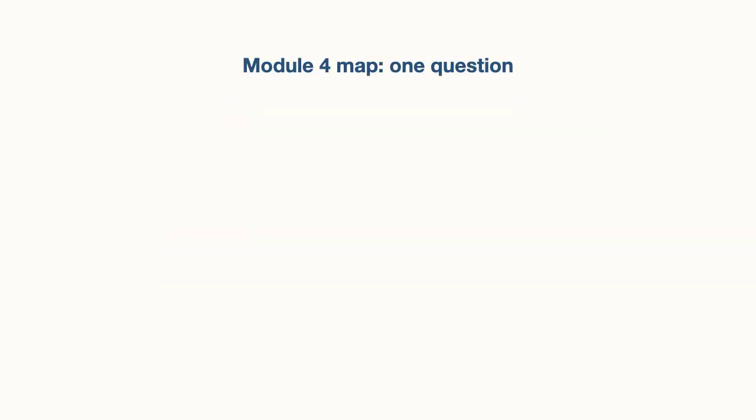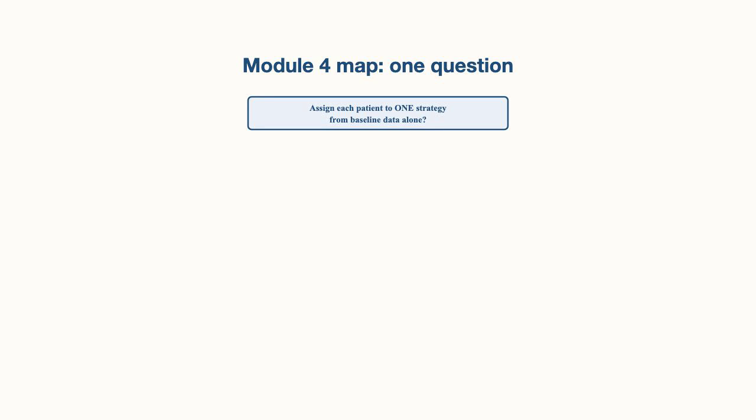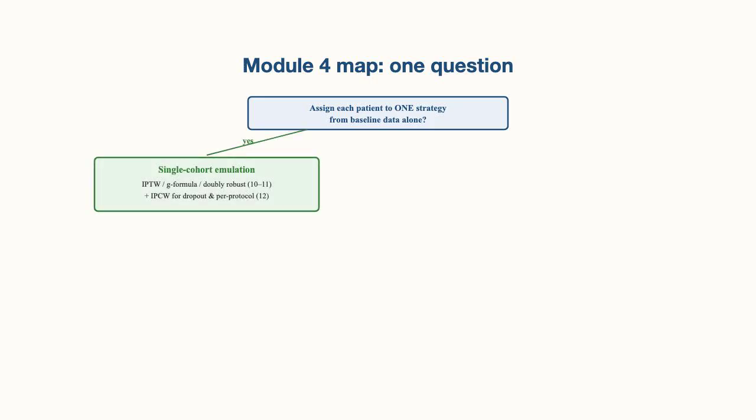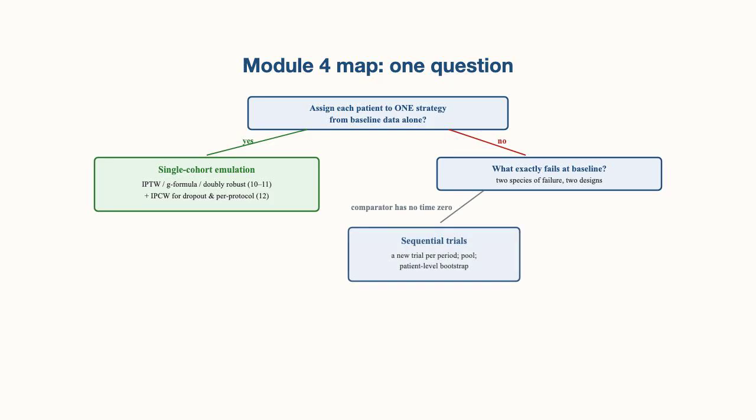So here is the whole Module 4 map, and it is one question. Can you assign each patient to exactly 1 strategy using only baseline data? If yes, single cohort emulation with weighting or the G formula. If the only problem is the comparator's missing birthday, sequential trials. If the strategy itself references time after baseline, grace periods, durations, dynamic rules, clone-sensor-weight.